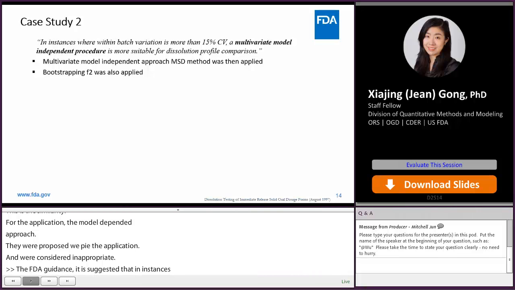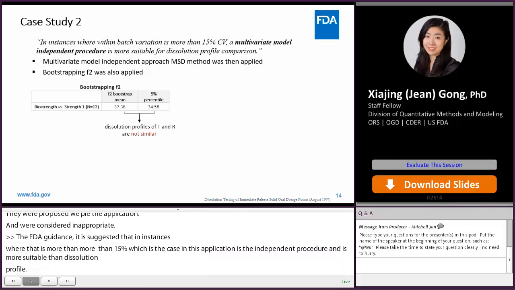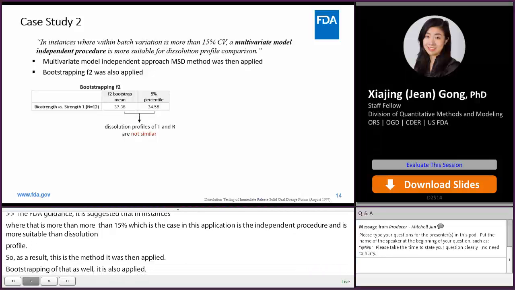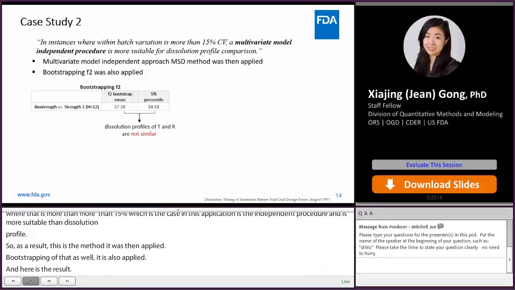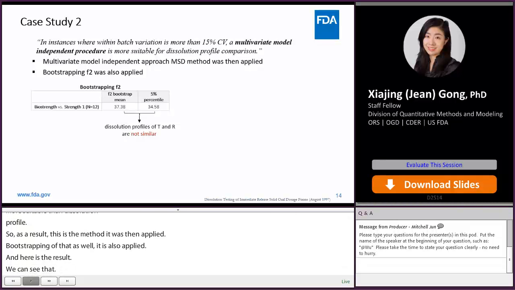Bootstrapping F2 was also applied. And here's the result. We can see that bootstrapping F2 fails largely, with a low bootstrapping mean at around 37 and a lower bound of the 90% confidence interval at an even lower value, indicating the dissolution profiles of test and reference are not similar.